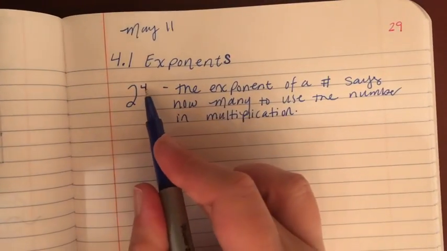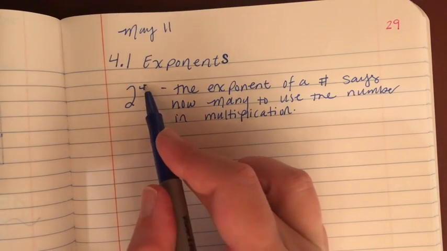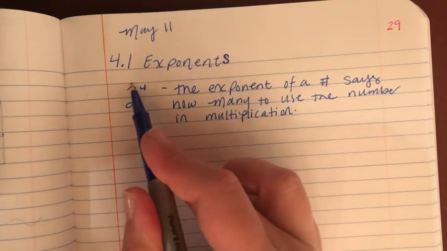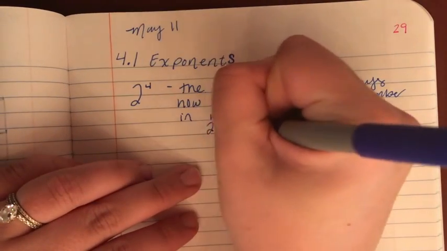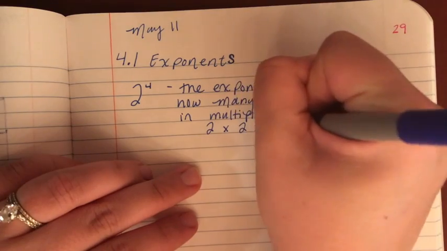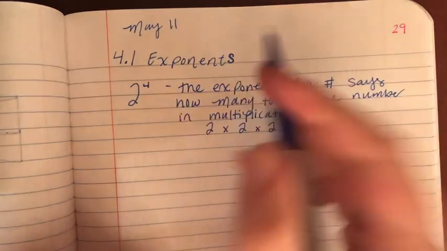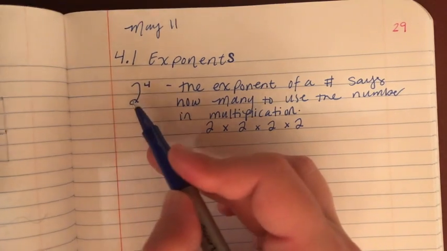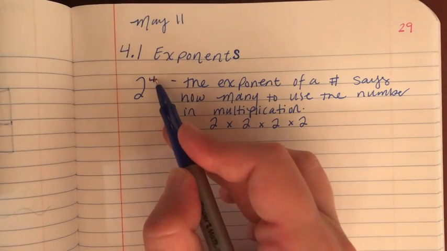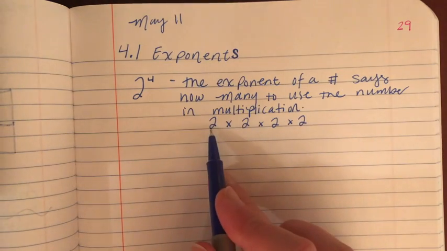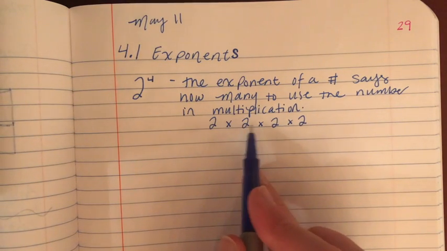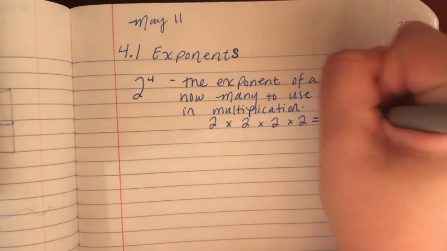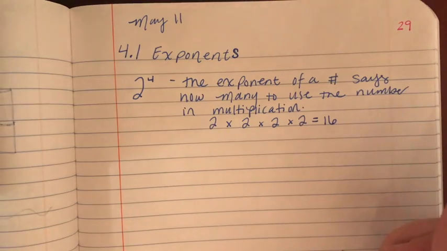So here, 2 to the 4th power does not mean 2 times 4. It means 4 2's being multiplied together. So here we have 2 times 2 times 2 times 2. So again, this number here tells you how many of these are being multiplied together. It is not 2 times 4. So here we get 2 times 2 is 4, 4 times 2 is 8, 8 times 2 is 16, so 2 to the 4th power is going to equal 16.